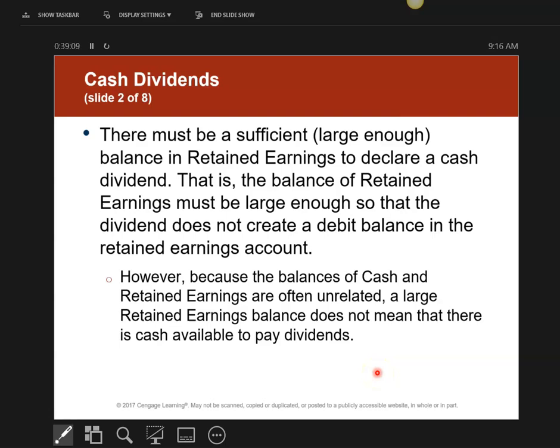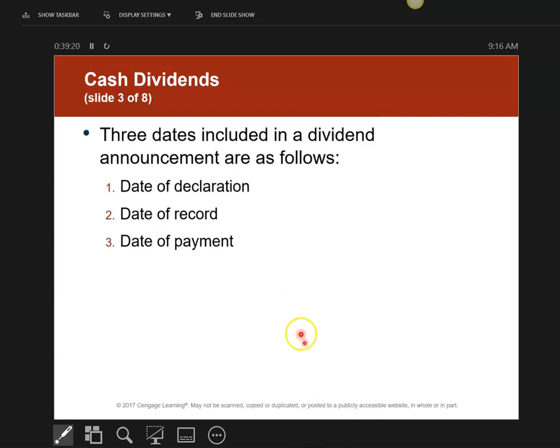Okay, there are three important dates that you need to know about when issuing cash dividends or stock dividends. Stock dividends are the other ones we're going to talk about. And here are the three important dates, and let me talk about these. So the first one's called a date of declaration. The second one's called a date of record, and then finally a date of payment. So on the next slides, I'm going to tell you what needs to be done. There will be journal entries attached to these dates.